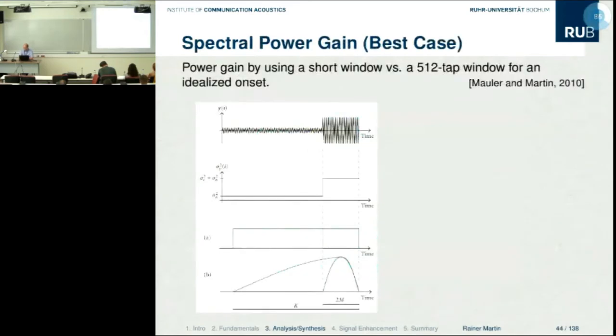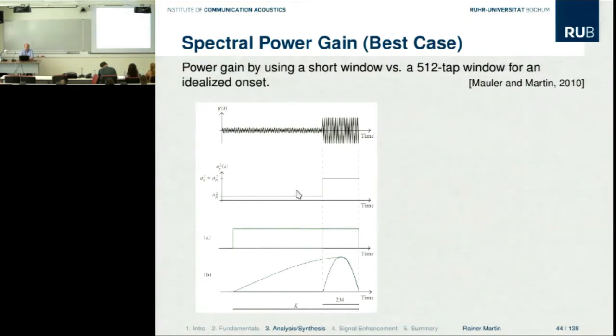Okay, so what can be gained by such a scheme? Here is a very theoretical, best case experiment where we are looking at transient signals. We have some noise in this part of the signal, and suddenly there is a burst of some signal. That is really just a constructed, synthetic signal. So here is noise, and here is the noise plus some burst signal.